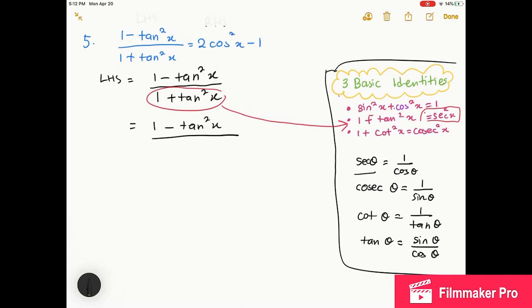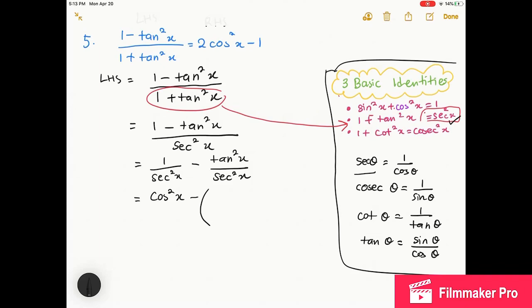So 1 plus tangent square x is secant square x. So I just replace this. So then I can separate this into 2. So 1 over secant square x minus tangent square x over secant square x. So we know that 1 over secant square x is actually equal to cos square x.